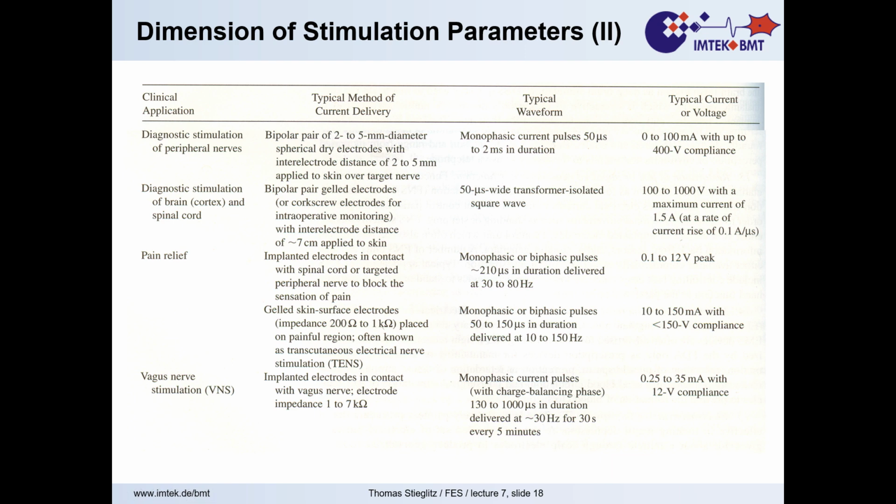Yeah, and the rest here is something you can read yourself. It's just an overview of these different things: peripheral nerve stimulation, brain and spinal cord stimulation, pain relief, vagus nerve stimulation. We see that we always have similar pulse widths. There's a wild mixture between current or voltage stimulation. It depends on the companies if they believe in one or the other, and it's on us engineers to drive that.